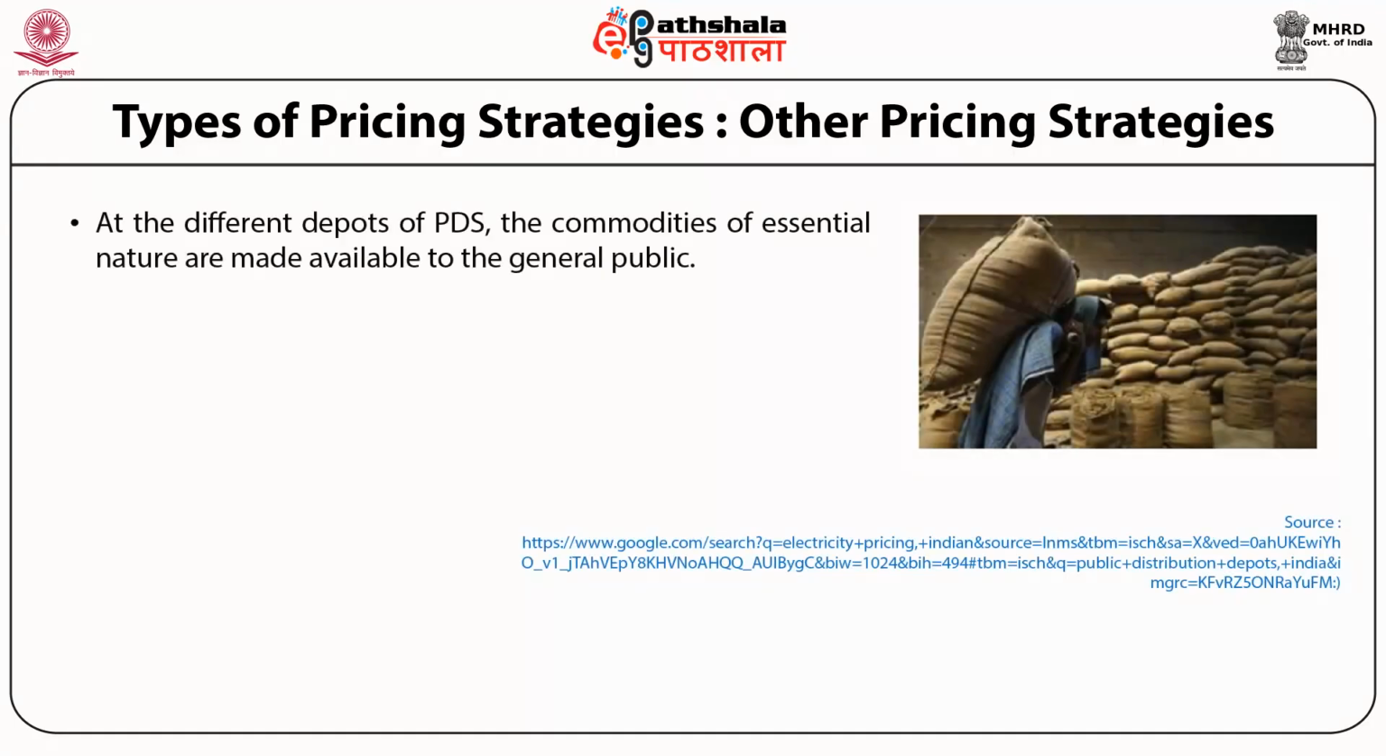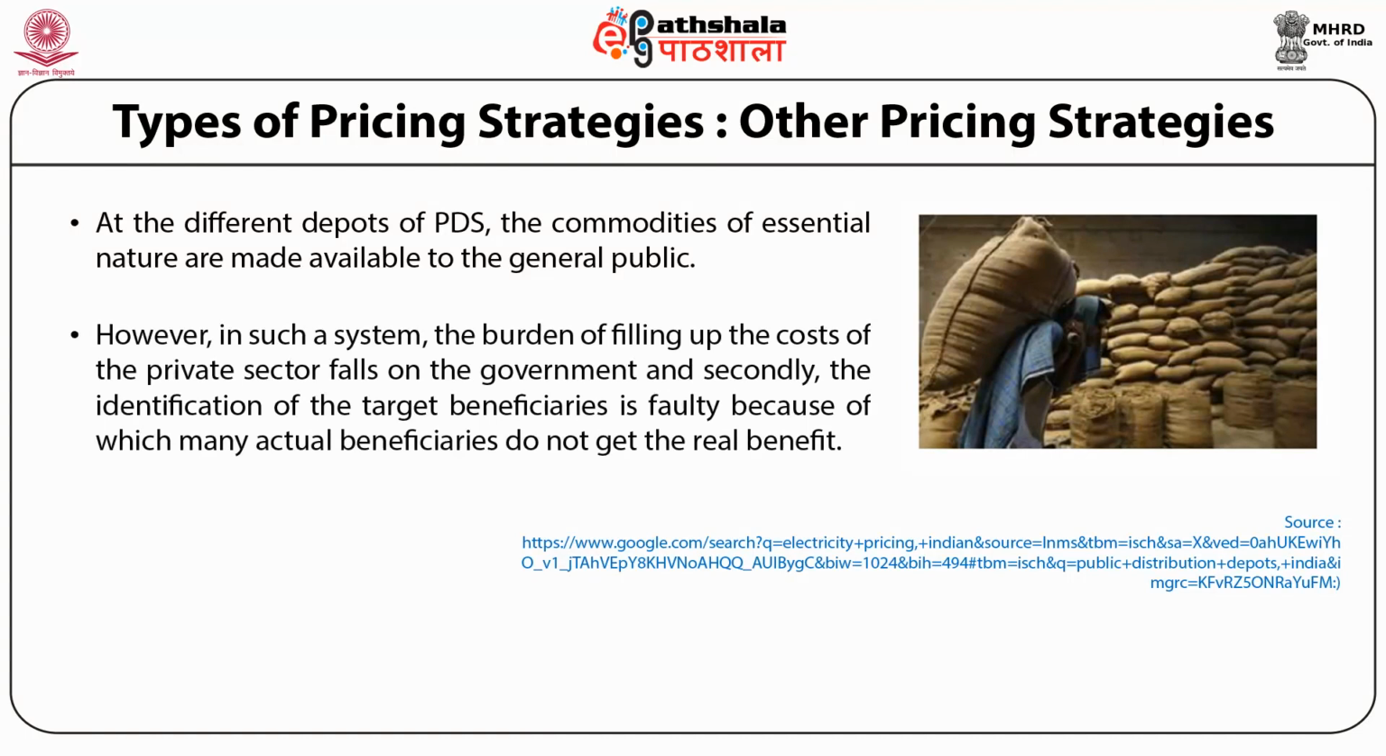At the different depots of PDS, commodities of essential nature are made available to the general public. However, in such a system, the burden of filling up the costs of the private sector falls on the government, and secondly, the identification of the target beneficiaries is faulty, because of which many actual beneficiaries do not get the real benefit.